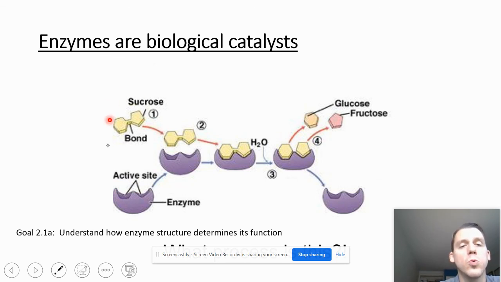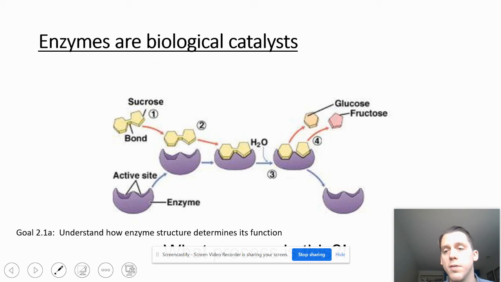Here's sucrose. Sucrose is a disaccharide, and sucrose is going to break up into its monosaccharides, which are over here. That could happen on its own, but that would happen very, very slowly. It might take a really long time for sucrose to break up on its own. So we have an enzyme here. This enzyme would be called sucrase, and sucrase is specific to sucrose. We see it fitting in steps 2 and 3. Nothing else can fit in this enzyme.